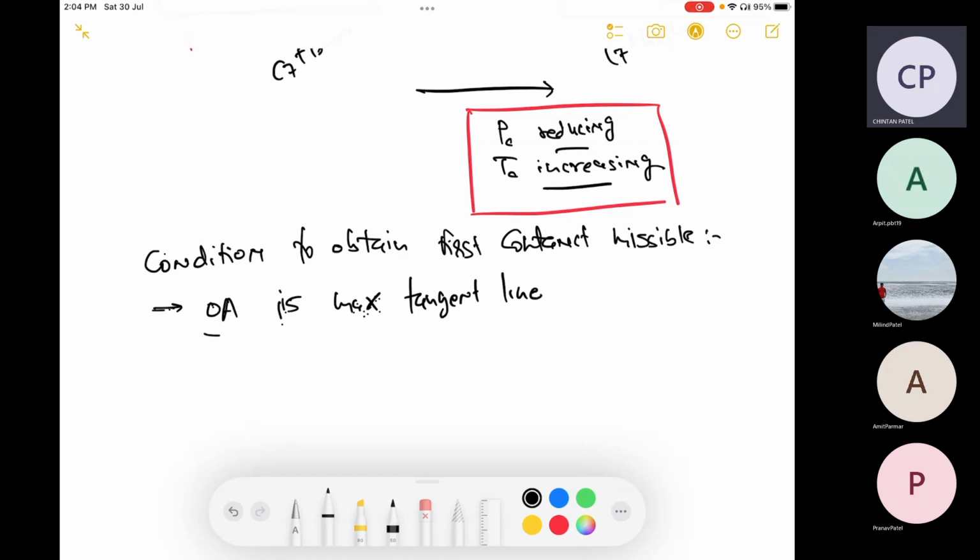Okay, so this is the condition for first contact miscibility, and it will never cross that two-phase region. So every time it will attain that first contact miscible condition only while we are injecting alcohol or injecting the LPG.